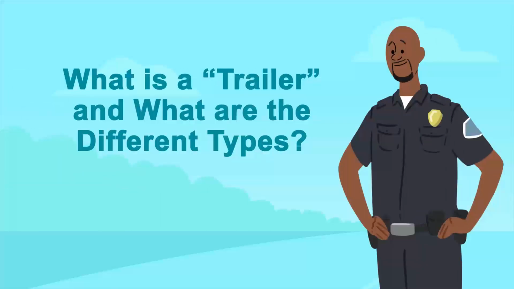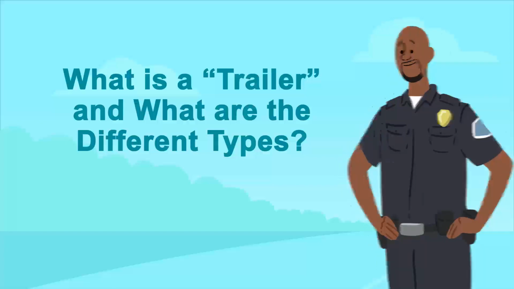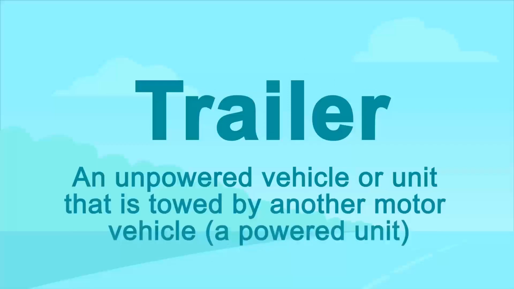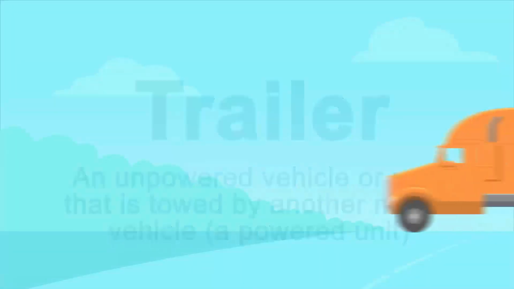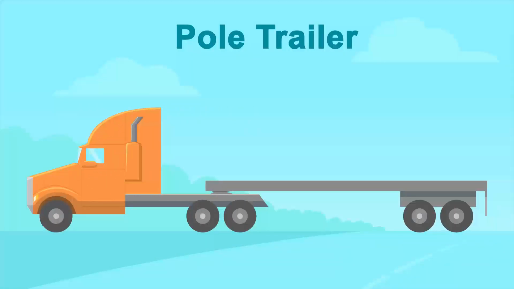What is a trailer, and what are the different types? Many CMVs have a trailer. A trailer is an unpowered vehicle or unit that is towed by another motor vehicle, defined as a powered unit. The Texas Department of Transportation's CR-100 guidance document categorizes trailers into 3 types. A pole trailer is a trailer designed to be drawn by a powered unit and attached to the towing motor vehicle by means of a reach or pull, or being boomed or secured to the towing unit.